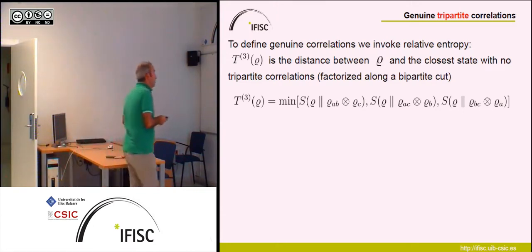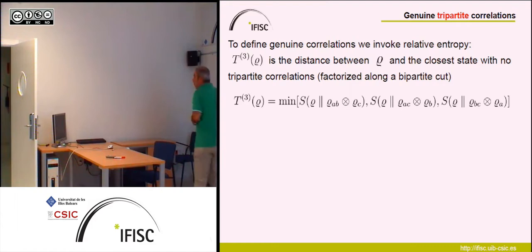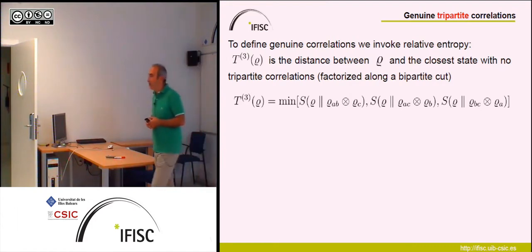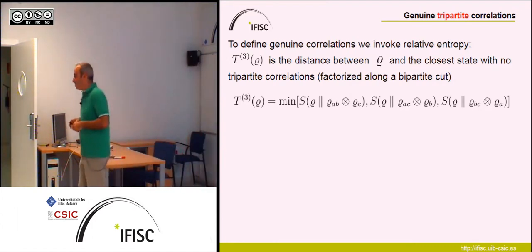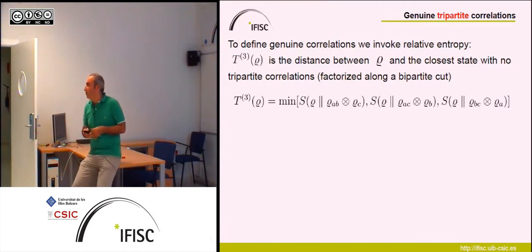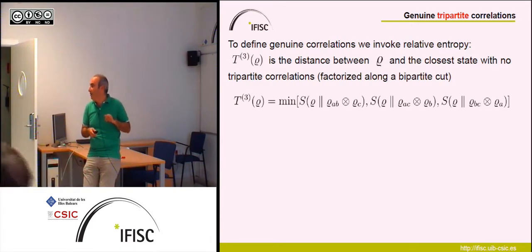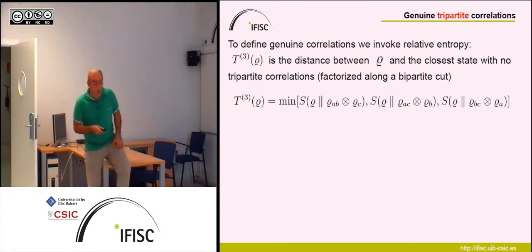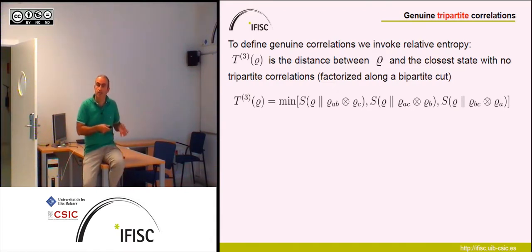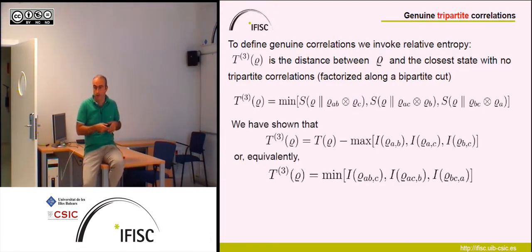T3, in this case, we define as the distance between ρ and the closest state which has no tripartite correlation. A state without tripartite correlation is a state which is factorized at least along one of the partitions you can realize on the system. You can cut the third element, the second, or the first. And T3 is the minimum between these 3 relative entropies, the distance of ρ with respect to the states with no tripartite correlations.